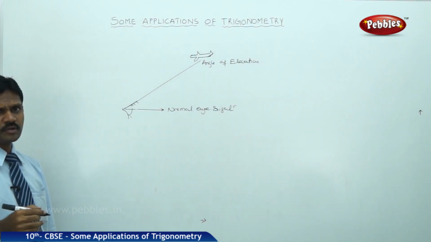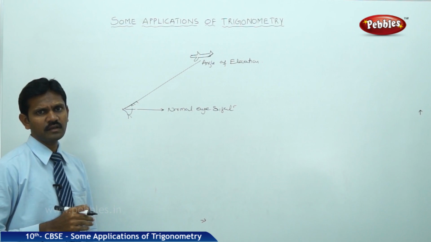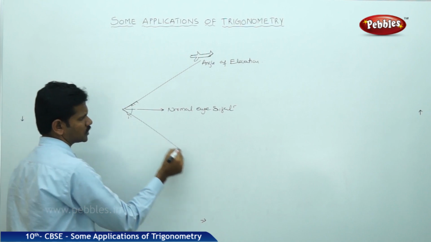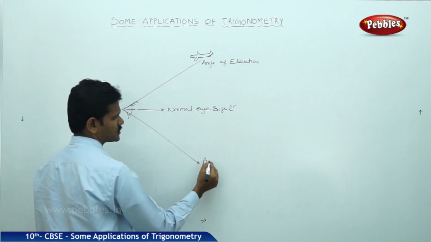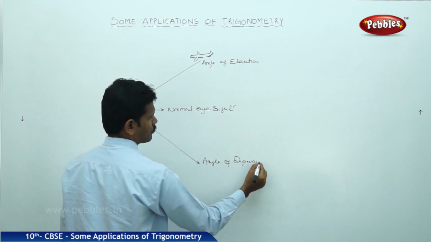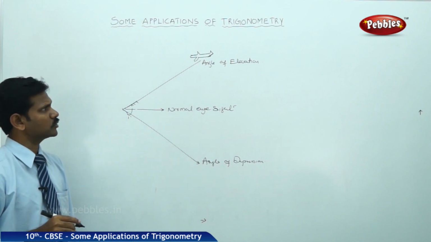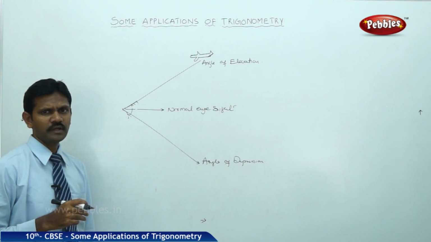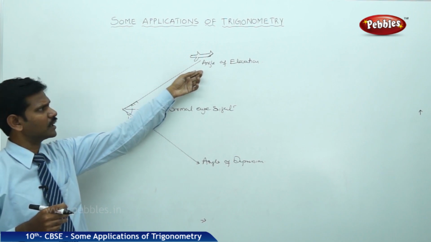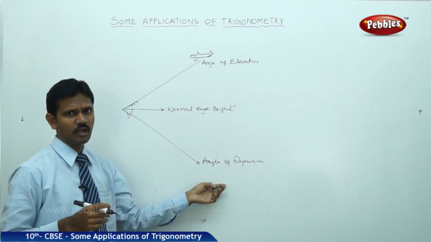Next, suppose we stand on the first floor of the building. Now some persons are moving on the ground floor. Now our eyesight will be just below the normal eyesight, which is called the angle of depression. That means in this chapter we study the angle of elevation and the angle of depression. Once again, the angle of elevation is the angle above the normal eyesight and the angle of depression is just below the normal eyesight.